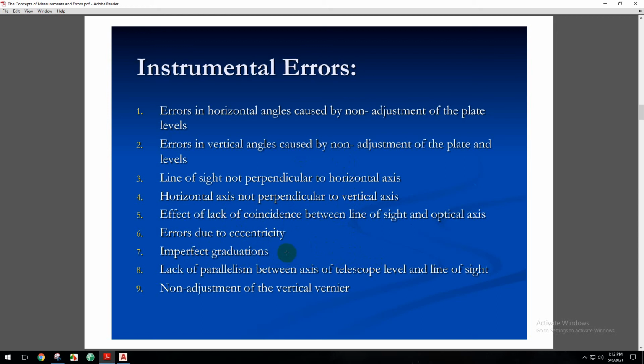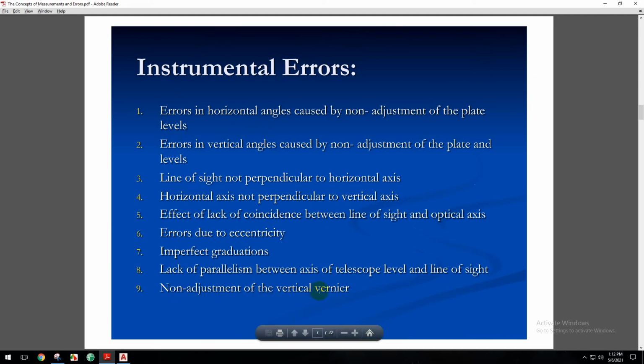Imperfect graduations. Meaning, ang pagbasa sa imong angles or imong distance naay error gamay. Okay? Due to age or usage sa imong instrument, naghagbong na, dili na accurate ang graduations. Number 8, lack of parallelism between axis of telescope level and line of sight. Same na siya sa number 1 and 2. And last, non-adjustment of the vertical vernier.